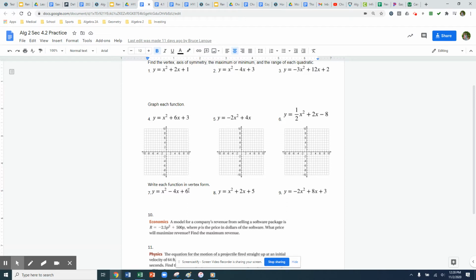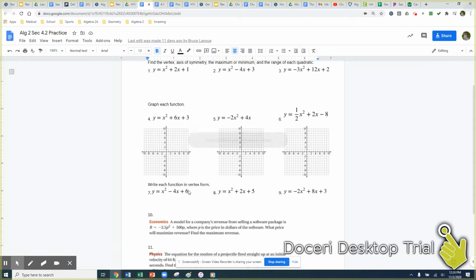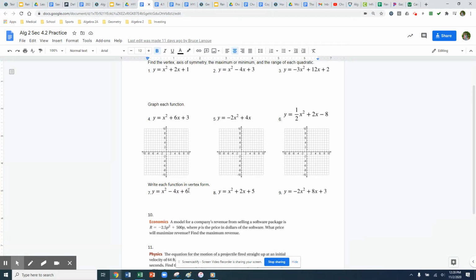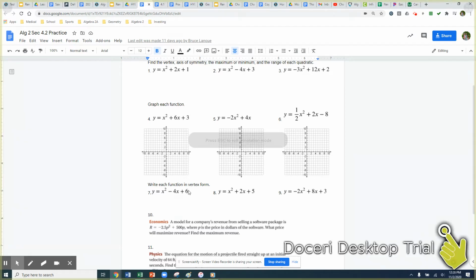All right, so number 7, we can look at finding the vertex in a couple of ways. The first thing that you did in section 2 with finding the vertex was using the opposite of b over 2a. So like this one, I would take the opposite of b, which is 4, over 2 times 1. I'd get 4 over 2, which gives me 2. So that tells me that in my vertex, I have an x-coordinate of 2.